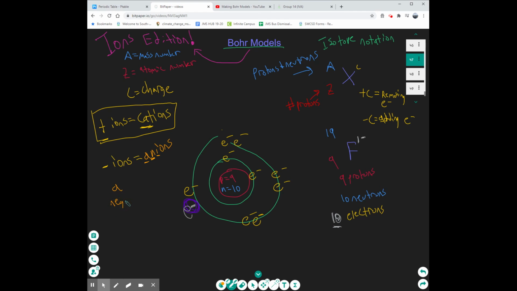A negative ion. Anion. A negative ion versus cation.